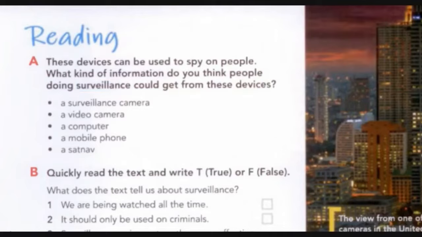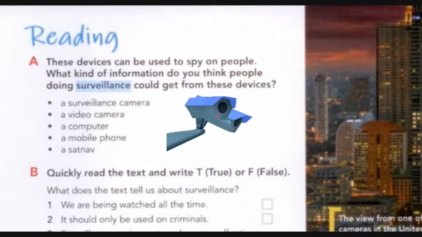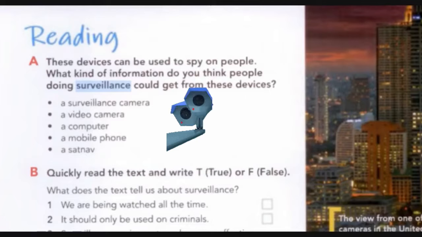Okay, you know, CCTV. CCTV is doing surveillance job. That means they use CCTV to observe people, or they use CCTV to monitor the situation. Okay, to look at the place, you know, to make sure it is safe. Okay, so this is called surveillance.